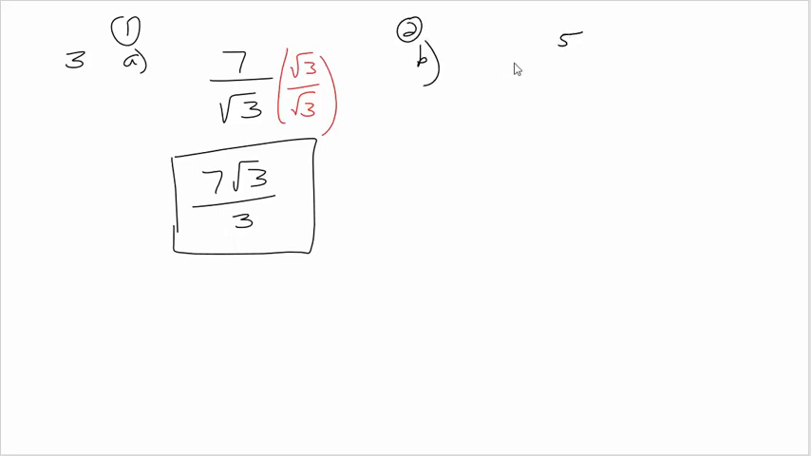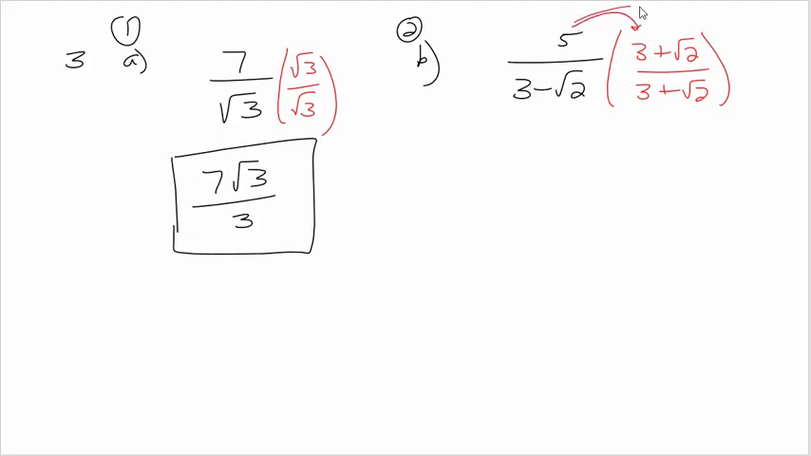The next one has a binomial in the denominator. So in order to get rid of the radical in the denominator when there's a binomial, you have to multiply the top and bottom by the conjugate, 3 plus root 2. So for the numerator, we can just distribute the 5 into the binomial. And for the denominator, we're going to have to FOIL this out.